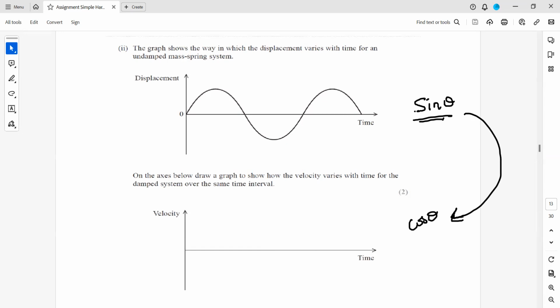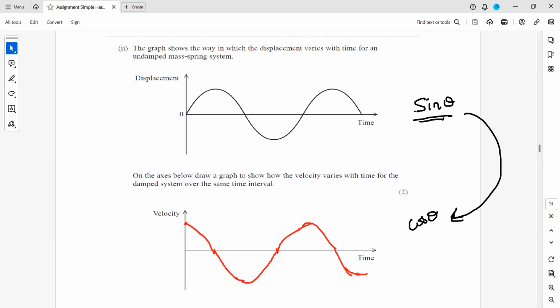And what is a cosine graph? It will start with the maximum, then it will reduce. But you have to draw it in the same cycle: when the displacement is 0, the velocity is maximum, then 0, then maximum. So this should be a cosine graph. How are the marks distributed? One mark for the cosine shape, and the amplitude.